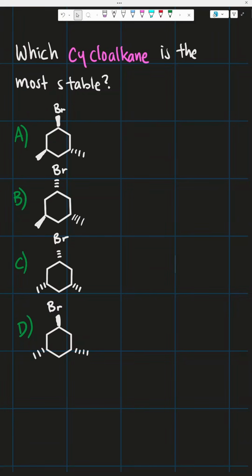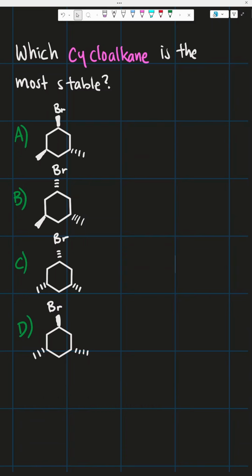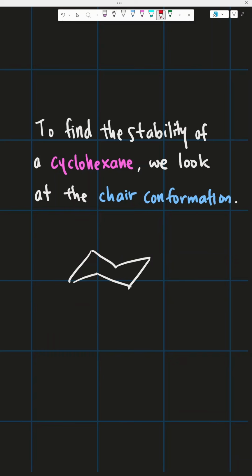Which cycloalkane is the most stable? We can see that these are all substituted cyclohexane rings. To find the stability of the molecule, we can look at its chair conformation, which is this structure right here.